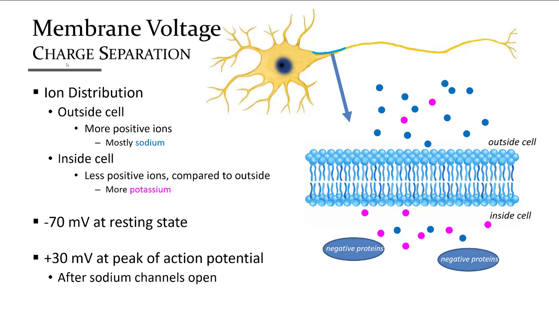When we open up channels and allow a lot of sodium to come in, we can bring this up from minus 70 up to 0 and then farther up to plus 30 millivolts. So it's a range of 100 millivolts that can occur across a neuron cell membrane by just the influx of sodium.